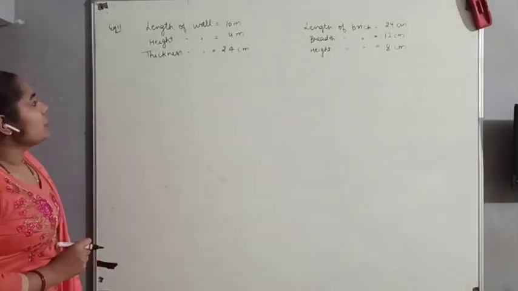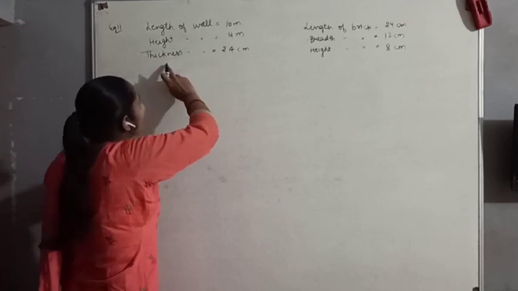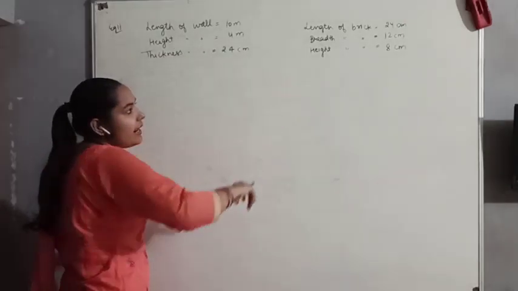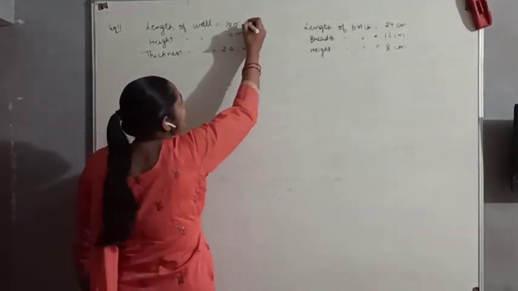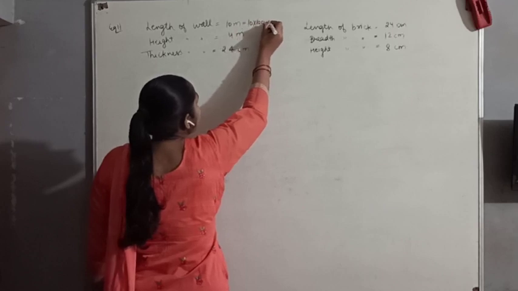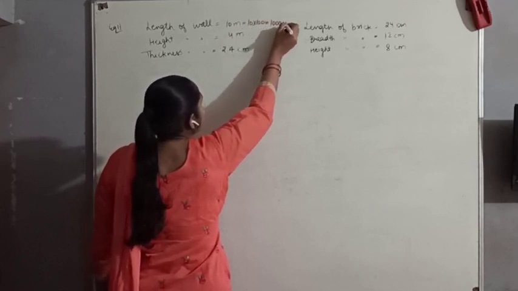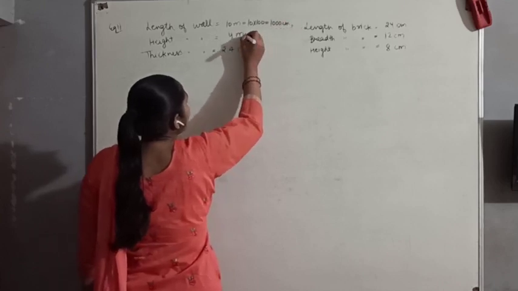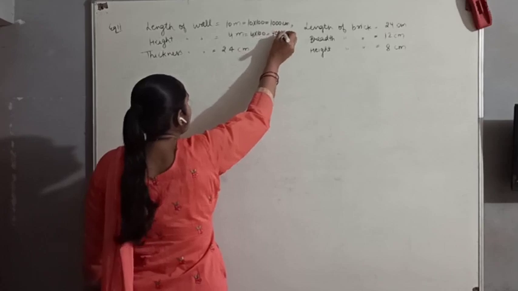Now, firstly we check the units. Length of wall in meter and height is also in meter, but thickness is in centimeter and all dimensions of brick are in centimeter, so we convert meter into centimeter. 1 meter is equal to 100 centimeter, then we multiply them with 100, that is 1000 centimeter. Similarly, 4 multiplied with 100, that is equal to 400 centimeter.